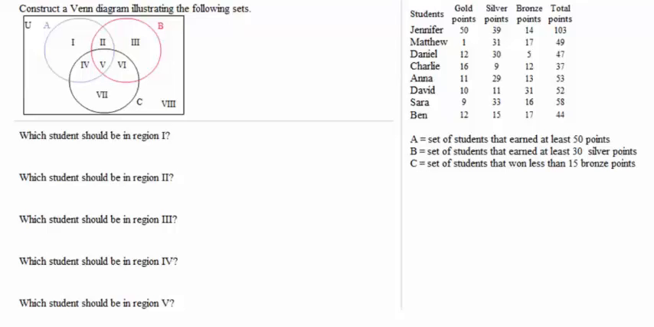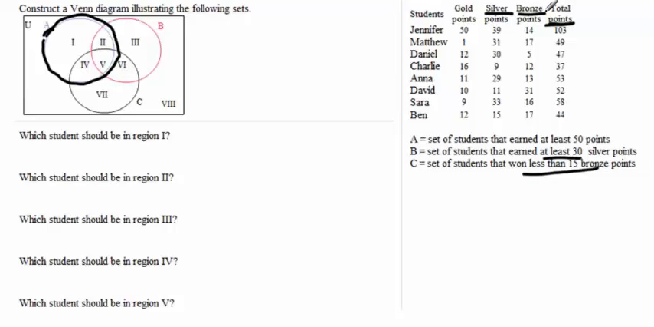Set A, which is the blue circle over here on the left, contains those students that have earned at least 50 points. It doesn't say what type, so that means the total points. Set B is the set of students that have earned at least 30 silver points. And set C is the set of students who've won less than 15 bronze points.